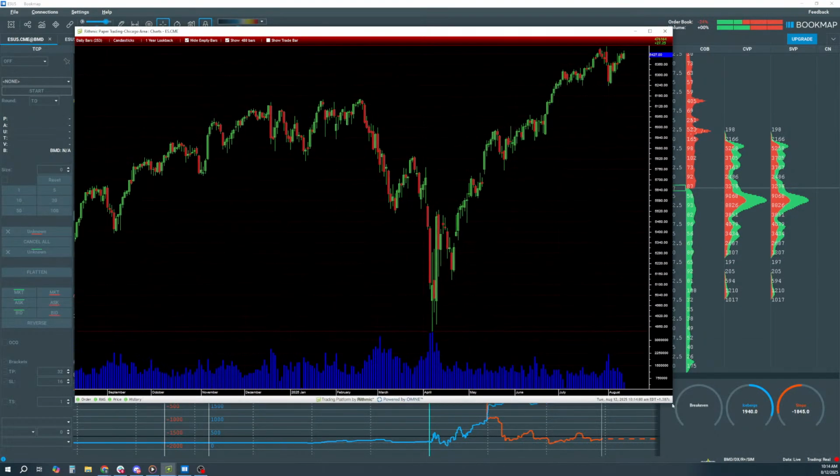Sorry about this, but here I've got the daily, and this was what we were looking at yesterday, right, in the daily. Let me zoom in a little bit.